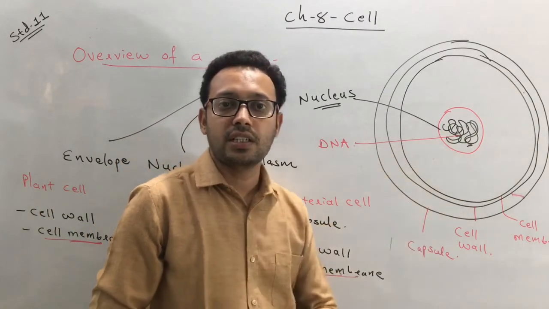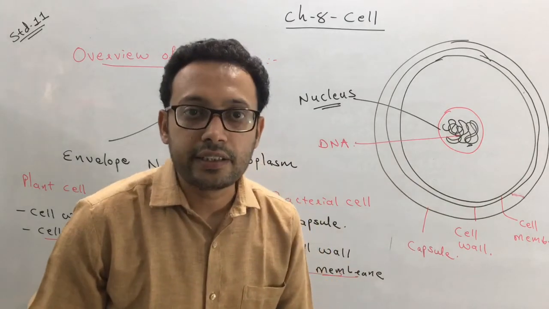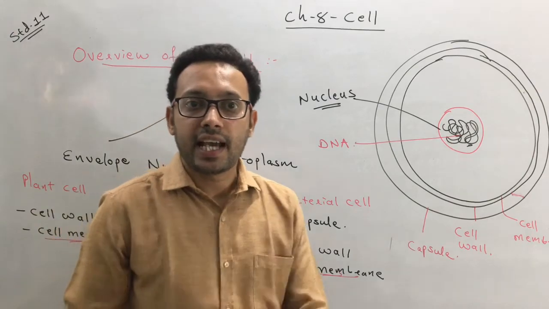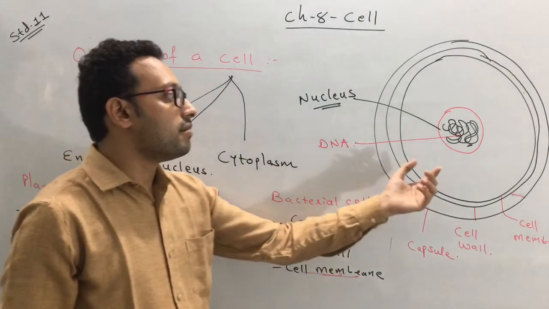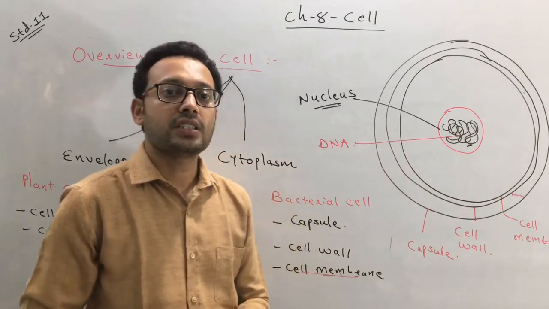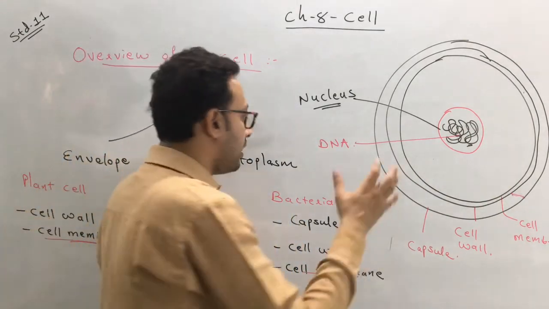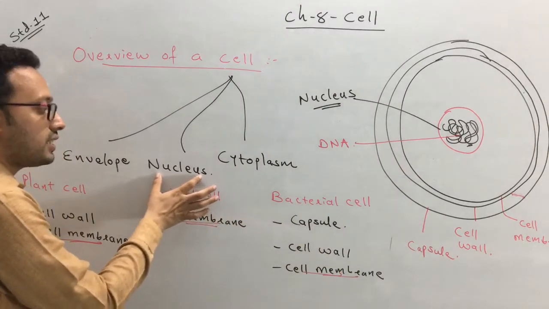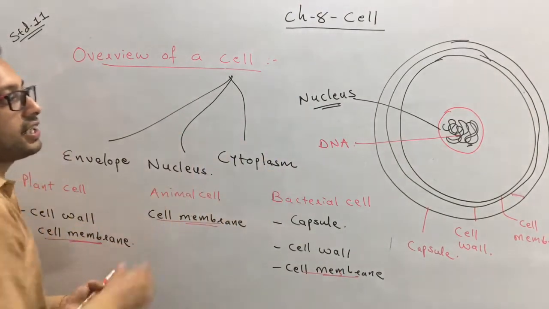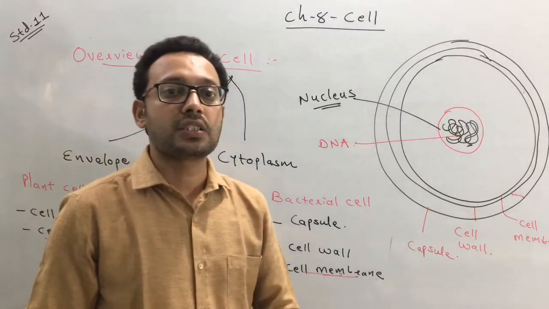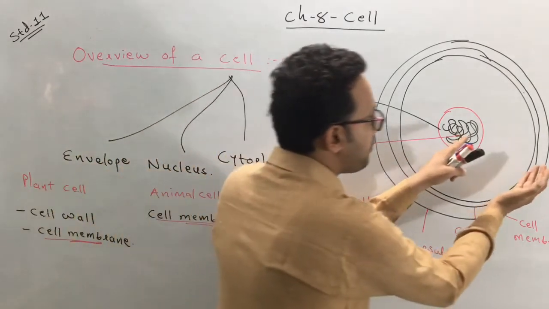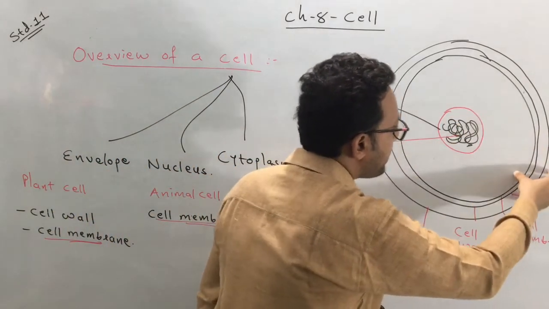So what does the nucleus contain? Nucleus contains DNA, and that DNA is organized into chromosomes, and it has the information responsible for controlling the activities within a cell. Now, we have finished the second part of a cell, the nucleus. The third part is the cytoplasm. So what is the cytoplasm? Cytoplasm is anything which is present between the nucleus and the cell membrane.